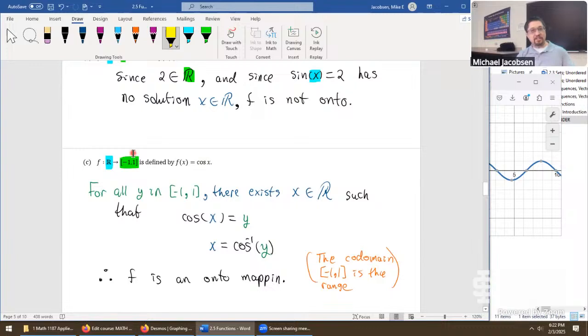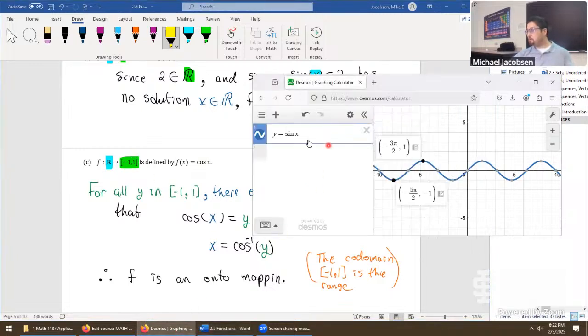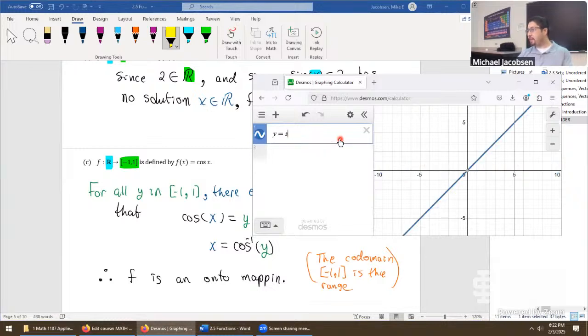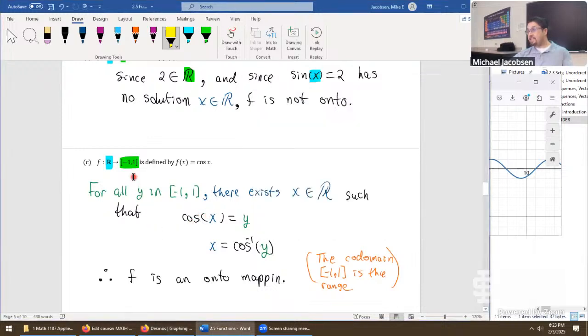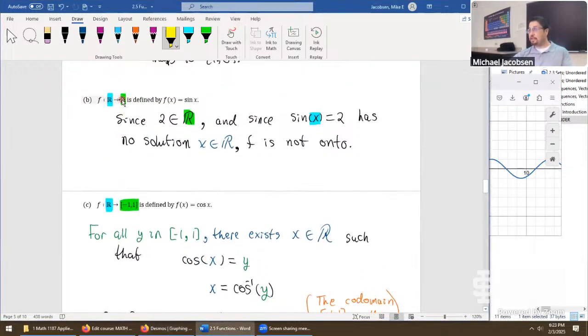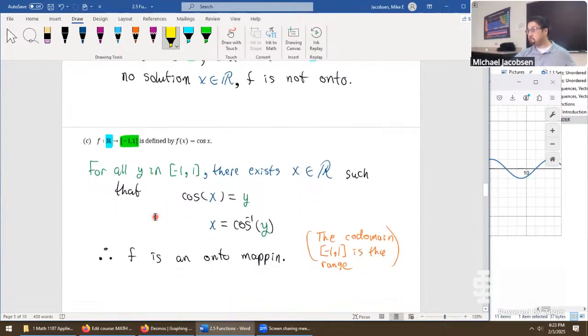If you limit the codomain to [-1, +1], then every element here, no matter if we call it sine or cosine x, every element from -1 down here to +1 up here has an element in the domain that maps to it. So we say that this function is onto, whereas this one wasn't. The only difference was the codomain here and here. Any questions at all, folks, about the onto definitions?